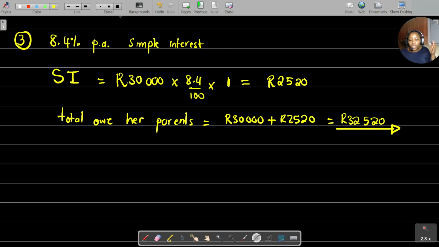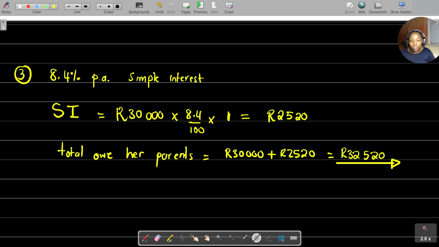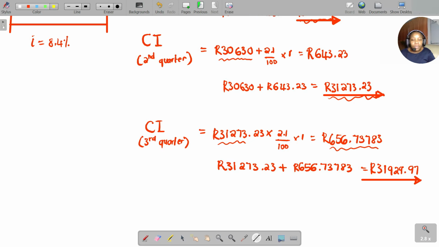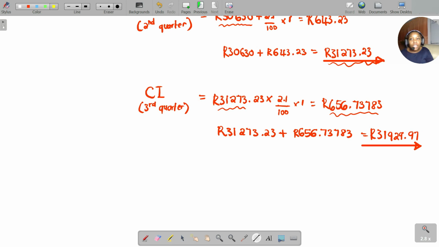We're not done. We need to basically compare that with that compound interest amount, right? So remember, we just stopped at the third quarter. So I'm just going to take it a step further. I'm not going to do this calculation again. I'm just going to continue where we left off so that we can get how much she would owe her parents if they charged an interest rate of 8.4% per annum compounded quarterly at the end of 1 year. I just want to get that amount there.